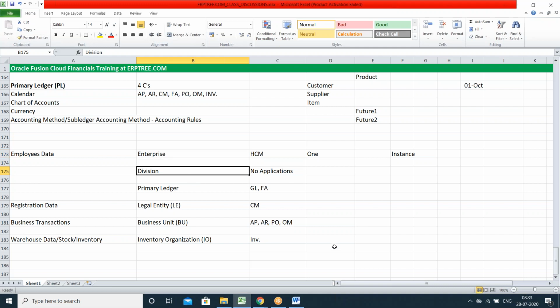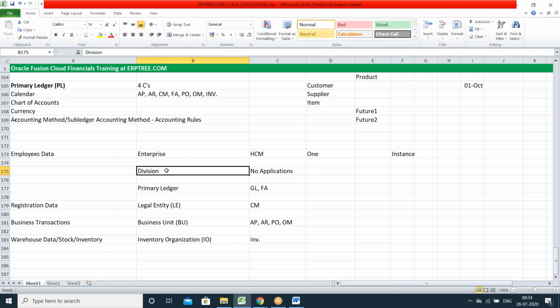When you talk about divisions, they are not mandatory. The division concept is not mandatory. Even if you have a division, you cannot record any transaction division wise. If you want to take the advantage of division, take division as one of the segments within the chart of accounts so that you will be able to record which division a transaction belongs to. That's how you can take the advantage of division.